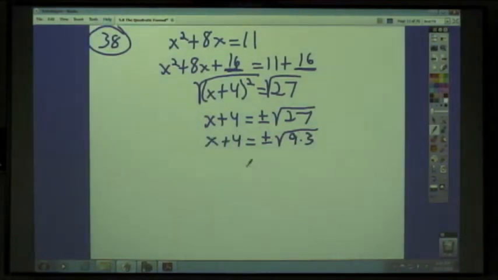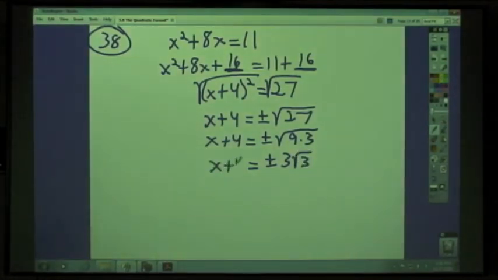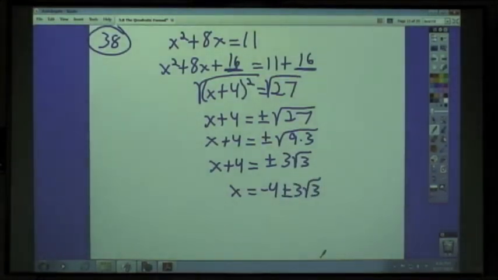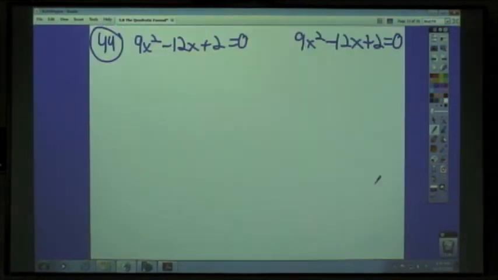when you take the square root of 9, you get 3. You leave the other 3 on the inside. And then to get this plus 4 off the left-hand side of the equation, you subtract 4. And so you're going to get negative 4 plus or minus 3 times the square root of 3. Again, if you need a decimal answer, you can take out your calculator.